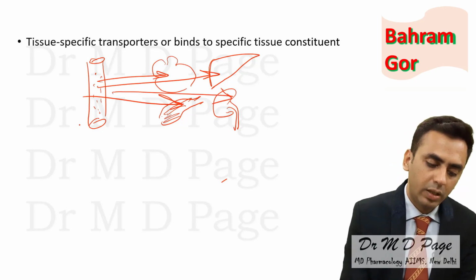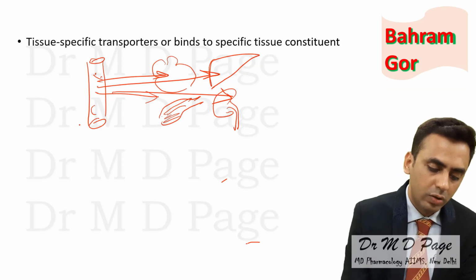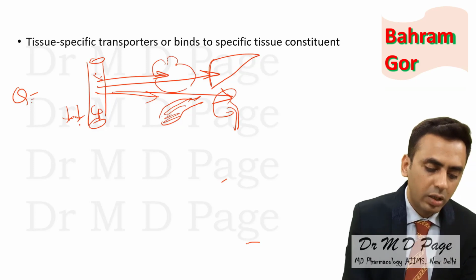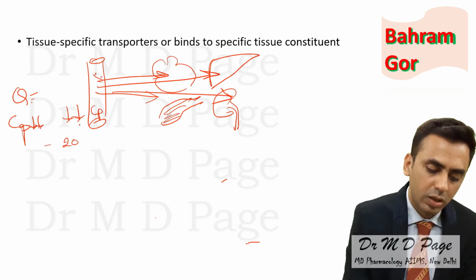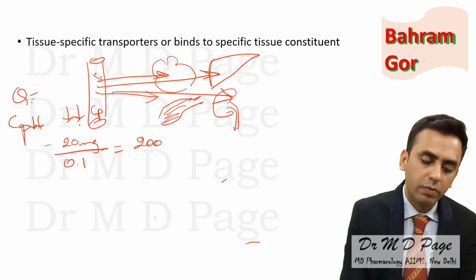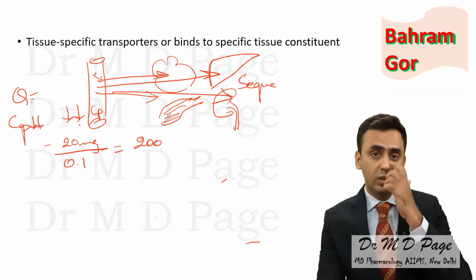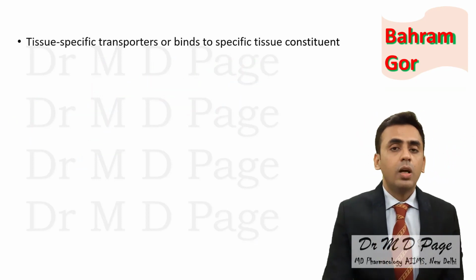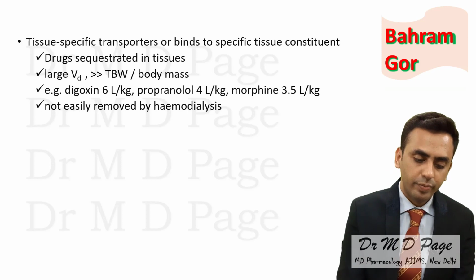So what will happen? The concentration here will start falling. Once the drug enters, the concentration here falls, so the concentration is very low. Though you have given some quantity of drug, the concentration will be very low. For example, consider the same thing, 20 mg was given. If the concentration is 0.1, 200 liters. So this is known as sequestering of drug into tissue. If there is sequestering of drug into the tissue, drugs will have a very large volume of distribution. See these points.